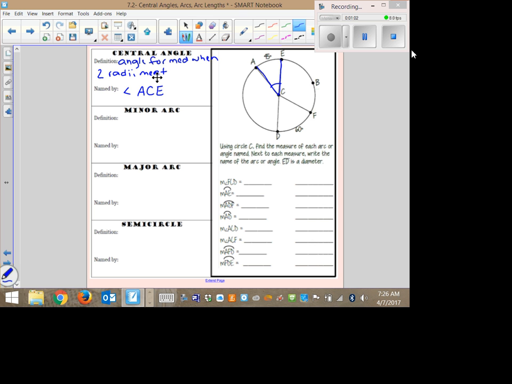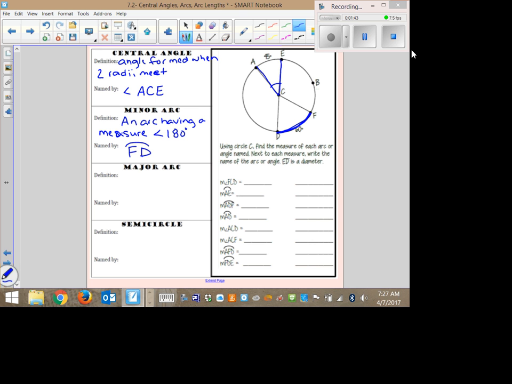All right, now a minor arc is an arc having a measure less than 180. So that would be like this arc right here. It's 60 degrees, so it's less than 180, so we can name it arc FD. And it's named with just two letters because you're going just a short distance.